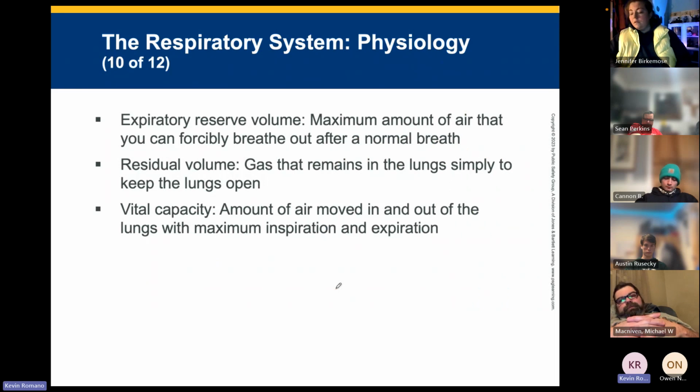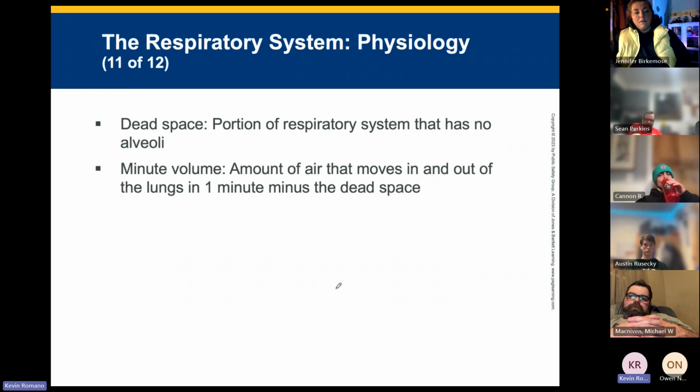All right, expiratory reserve volume is the maximum amount of air that you can forcibly breathe out after a normal breath. Residual volume is the amount of gas that remains in the lungs to keep them open. Vital capacity is the amount of air moved in and out of the lungs with maximum inspiration and expiration. Right? Dead space is a portion of the respiratory system that has no alveoli. That's considered your dead space.